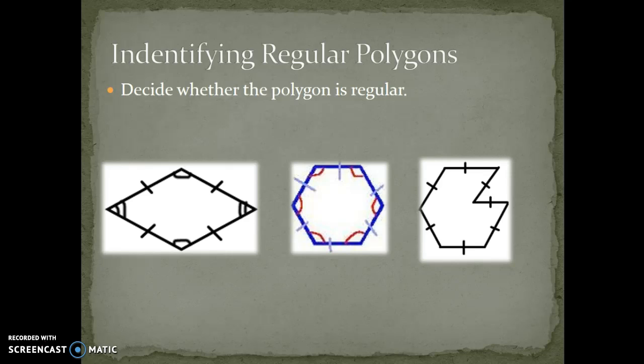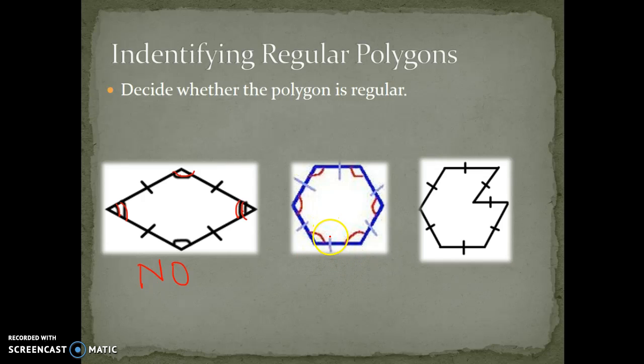So identifying if any of these are regular polygons. Here we see we have 4 congruent sides because I have 4 tick marks. However, my angles, I have 1 pair of congruent angles and I have a second pair of congruent angles. But this pair of angles is not congruent to this, and we know that because this one has 1 arc mark and this has 2. So because these angles are not the same, this is not a regular polygon.